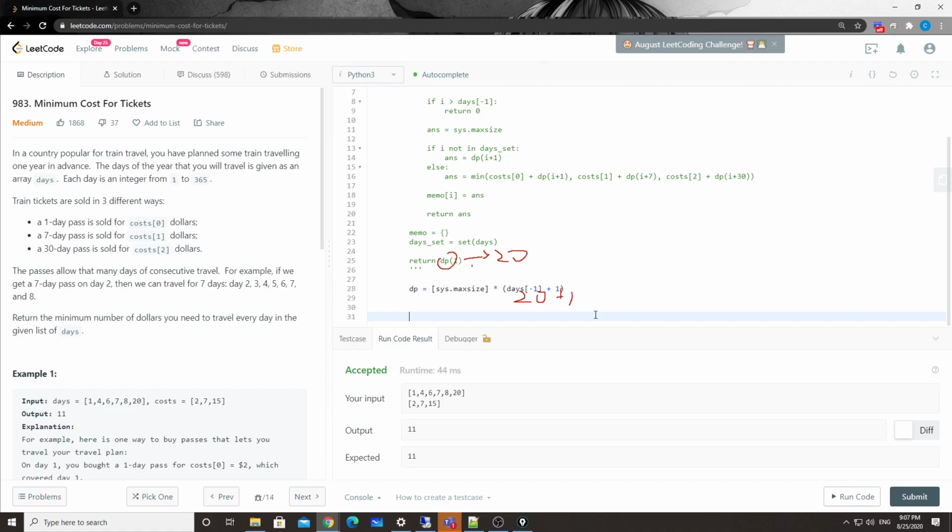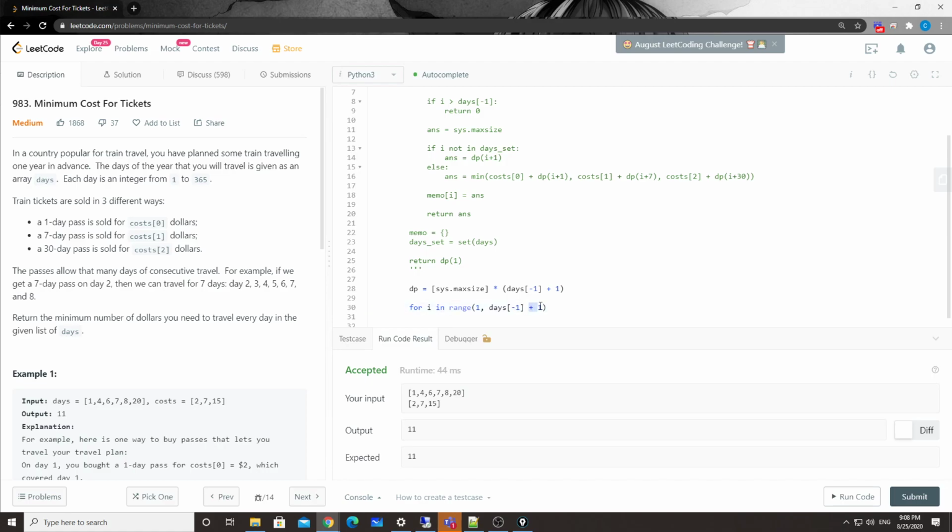Now for the DP, for I in range, that's the day we would be looping through, right? So from the first day to the last day is this. Remember, the endpoint is exclusive, right?